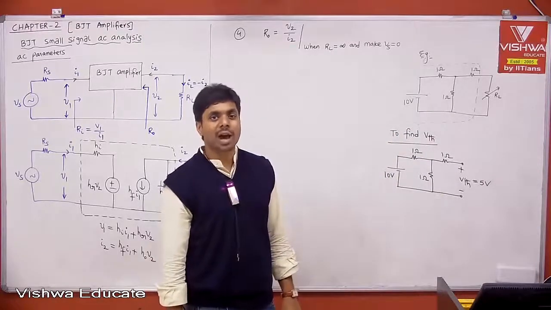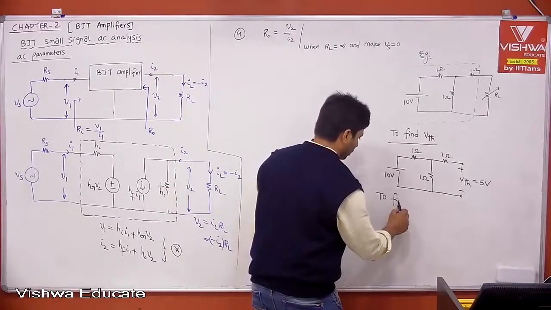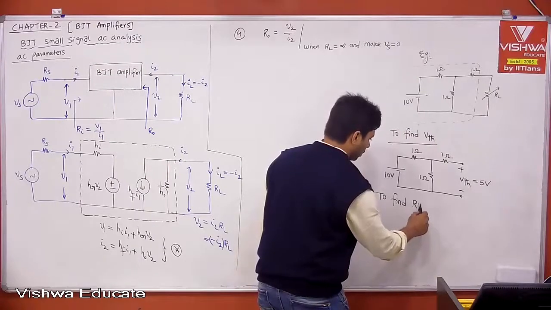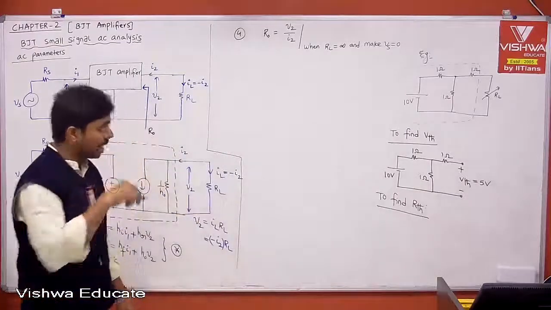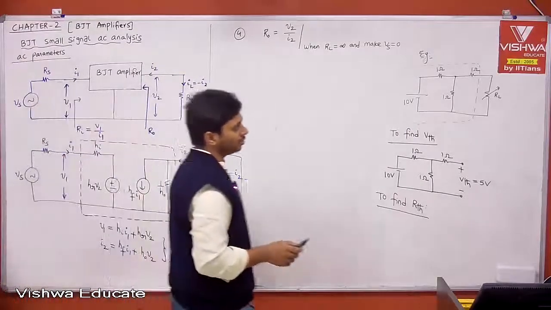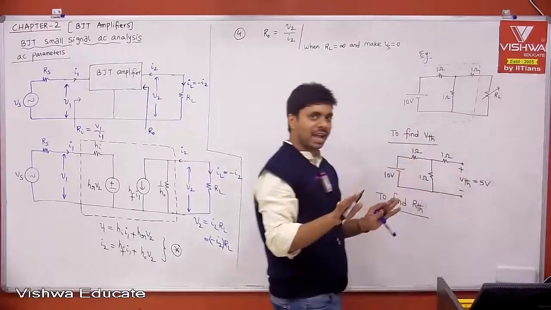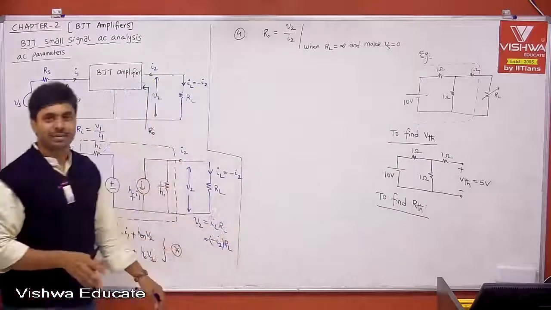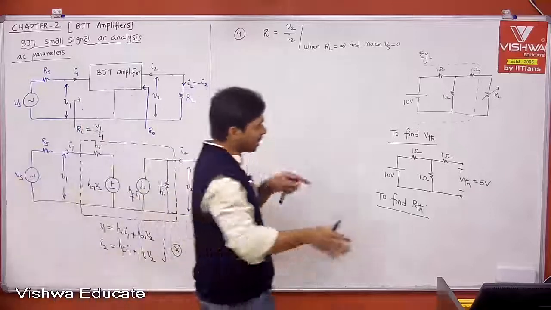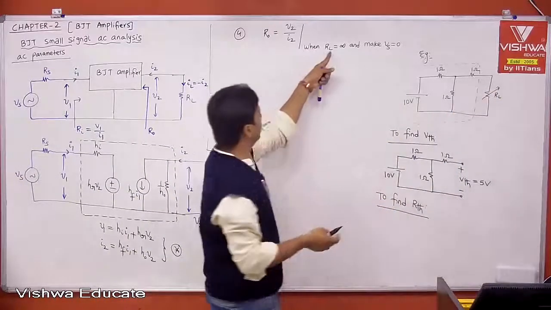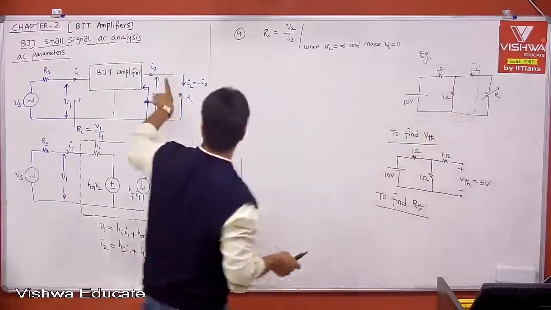But my ultimate aim is not to find VThevenin. My ultimate aim is to find RThevenin. That is important. Tell me, how will you find RThevenin? The effective impedance seen from the output port. We need to exclude the load. Exactly, this is also RThevenin. We are excluding the load, and it is the impedance seen from the output port.